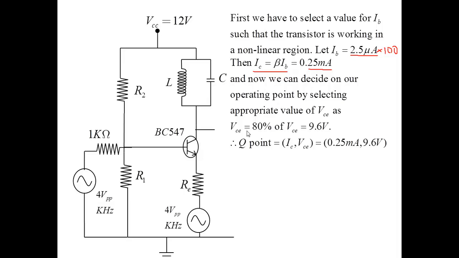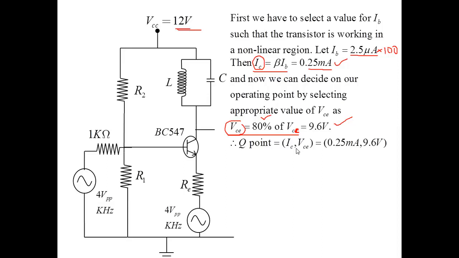And then we have to fix VCE, which we will take approximately to be 80% of VCC. See, if this had to be working in the linear region, that means if I wanted this transistor to work as a linear amplifier, then I would not have taken 80%. If you remember, for the tuned amplifier, we took almost 40% of VCC. So if VCC is taken as 12 volt, then 80% of this would come close to 9.6 volts. So if it is 9.6 volts VCE, then I fix the value of VCE and IC to be these two values, and that is my Q point.